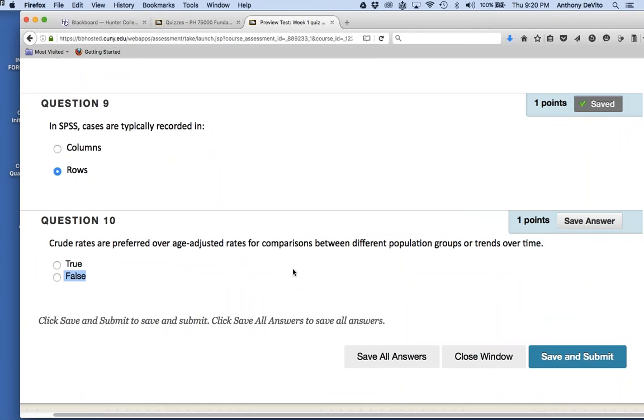And I think this is a good time for us to maybe get into discussing what we mean by age adjustment. Maybe we can do an example of age adjustment.